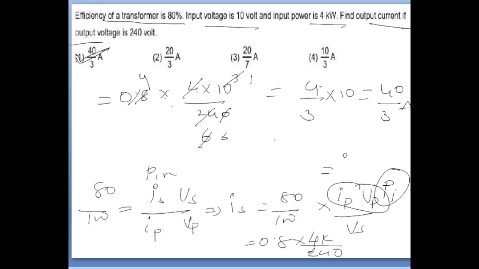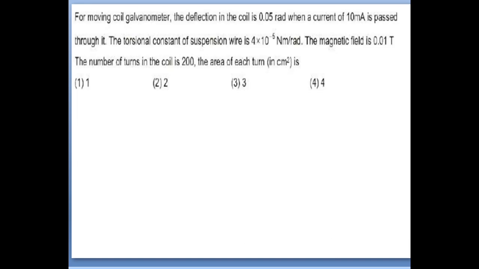The next one, if you see here, is a galvanometer question. He has given a very simple question, just the condition of the galvanometer. He is saying that for a moving coil galvanometer, the deflection in the coil is given, theta 0.05 radian. Current is 10 milliampere, so he has given I. The torsional constant is given as 4 into 10 power minus 5. The magnetic field is given as 0.01 T. The number of turns N is given. He is asking for the area in centimeter square.